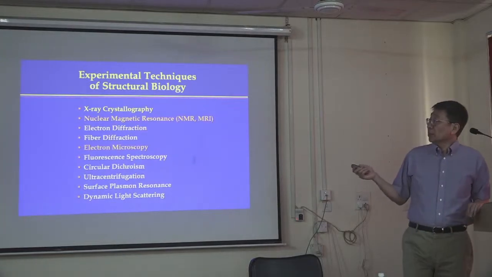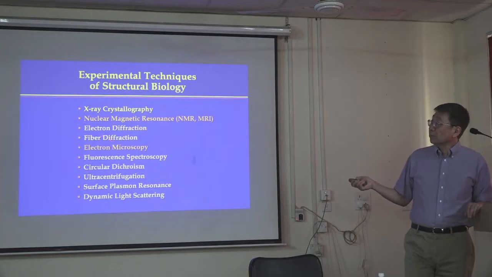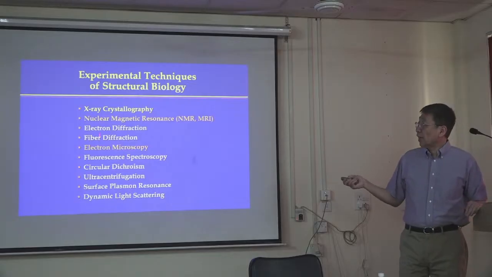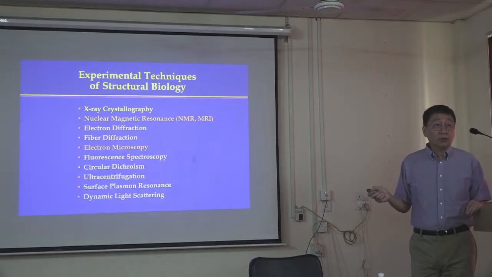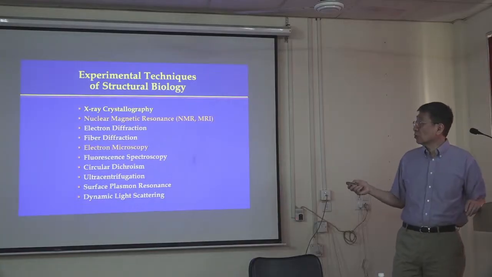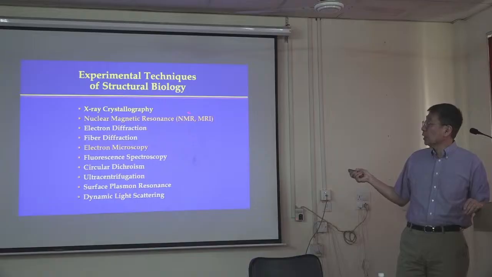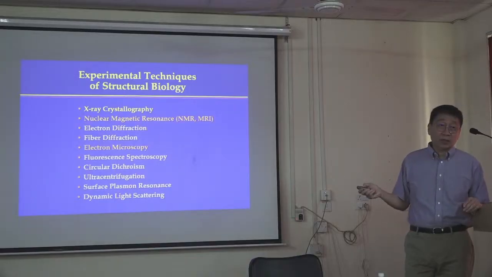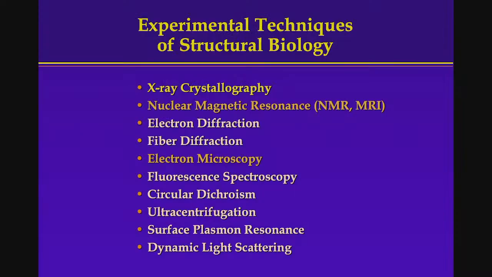So I already mentioned crystallography and EM. These are 2 of the 5 techniques that can give you structures at atomic resolution, or give you an atomic model of structures. The others are NMR, nuclear magnetic resonance, electron diffraction, and fiber diffraction. The most powerful techniques, of course, are crystallography and EM, or cryo-EM. So that's what we'll focus on today. I won't say anything about these other technologies.